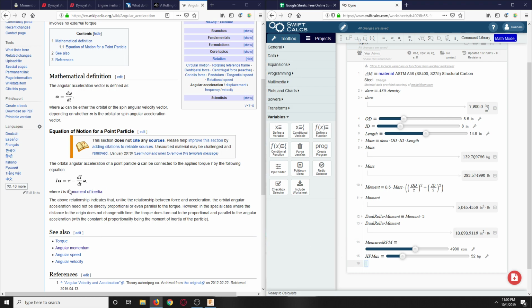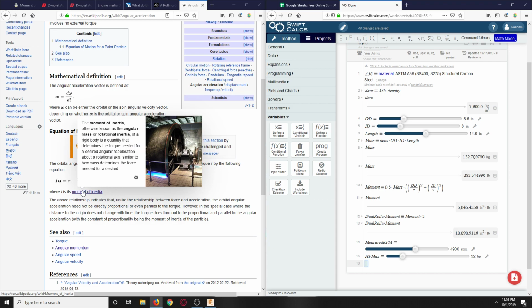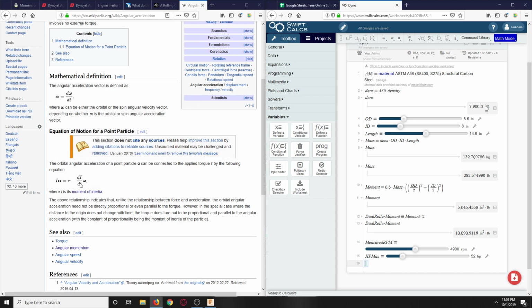So basically, the orbital angular acceleration of a point particle alpha can be connected to the applied torque T by the following equation, where I is its moment of inertia over time. So obviously our moment of inertia is not changing over time, so we don't have to do math with that. So this is like the change of moment of inertia over an infinitesimally small amount of time, but our moment of inertia does not change over time.